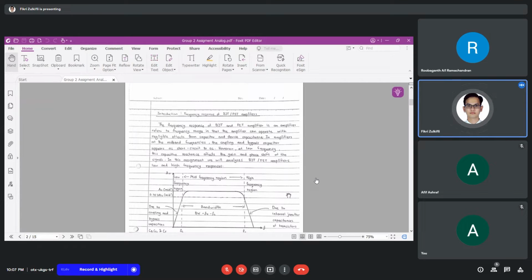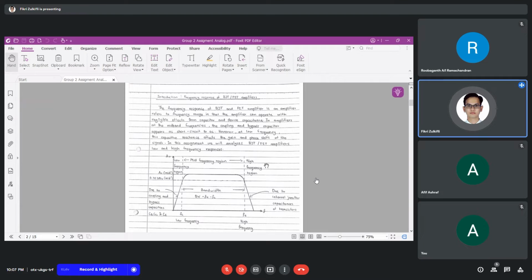The frequency response of a BJT and FET amplifier refers to the frequency range in which the amplifier can operate with a replicable effect from a capacitor and device capacitance. In an amplifier at the mid-band frequency, the coupling and bypass capacitors appear as a short circuit to AC. However, at a low frequency, this capacitor resistance affects the gain and the phase shift of the signal in this assignment.